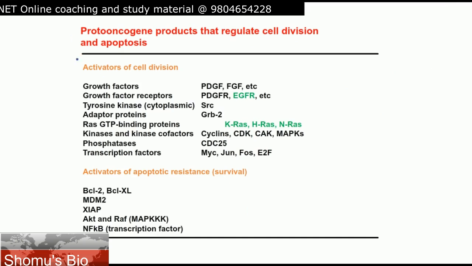So this is a list of proto-oncogenes and the products that regulate cell division and apoptosis. You should remember all of it, because they can ask you questions from it in short questions and broad questions.